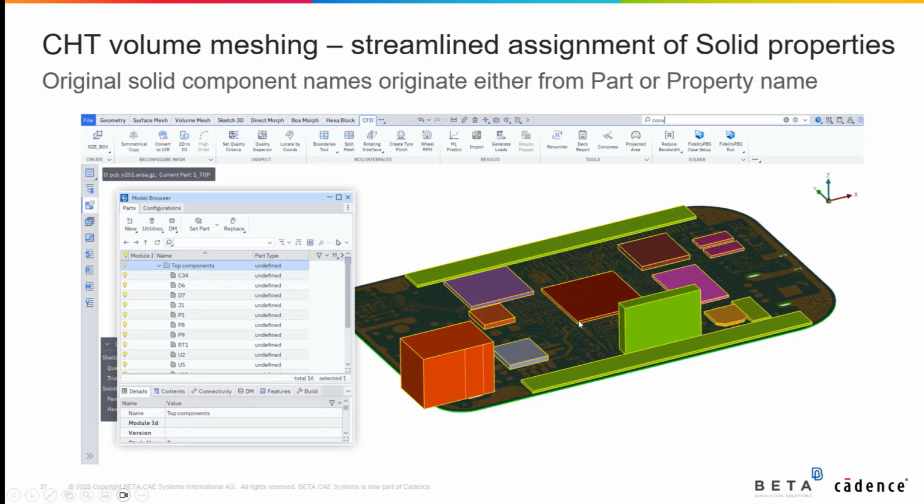Moving on to CHT volume meshing, we can now provide a streamlined process for the assignment of solid properties from the original solid component names that originate from CAD, either from the part or property name. So here in the model browser, we have input our CAD of this electronic assembly, and we can see that all the components are separated as parts.